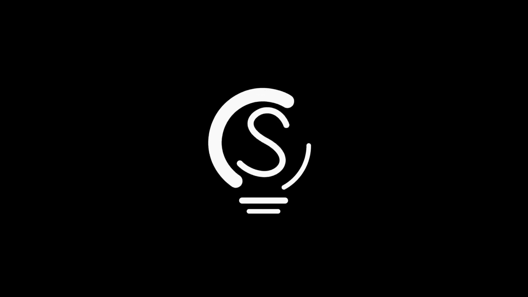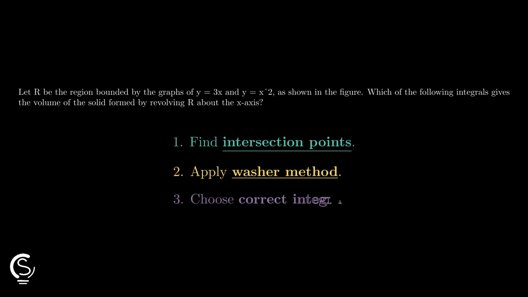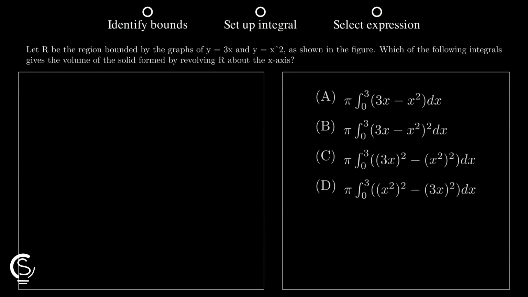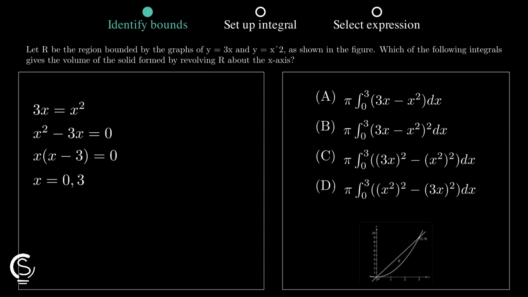Let's level up. Calculus problems involving volumes of revolution are actually quite simple if you follow these 3 quick steps to identify the bounds and set up the integral. First, find where the curves meet by setting 3x equal to x squared. Solving this gives x equals 0 and x equals 3, which define our interval of integration. Boom!